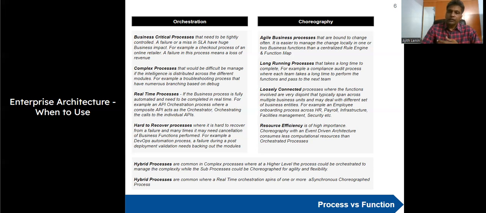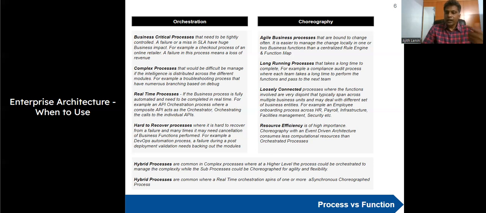Another scenario where we go for orchestration is a real-time process. Where we have a business process that is fully automated and real-time, like an API orchestration process, when an aggregated API, based on certain rules, calls different APIs to perform a particular function. Those scenarios are done through orchestration rather than choreography.